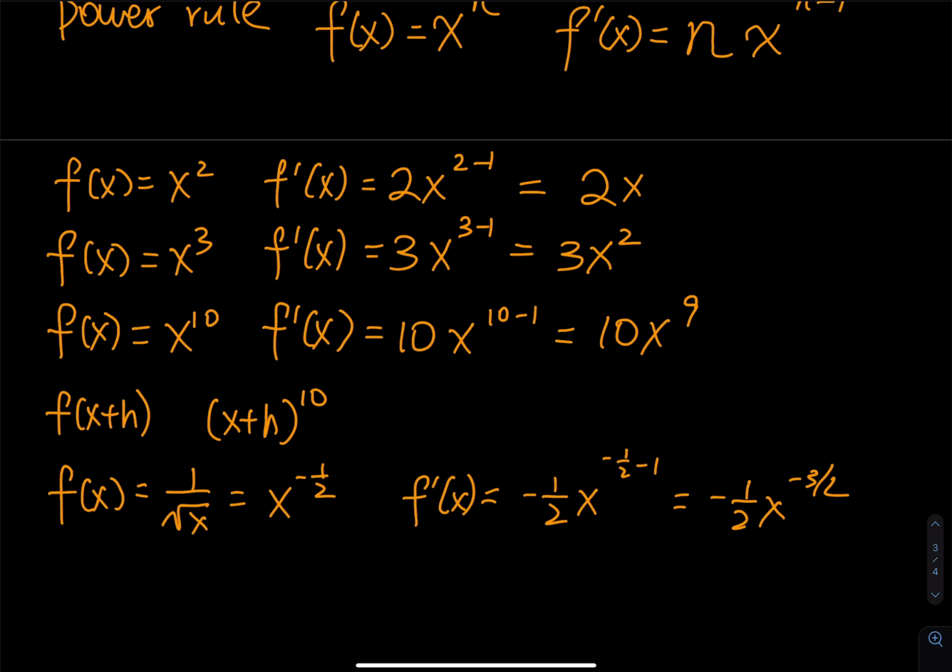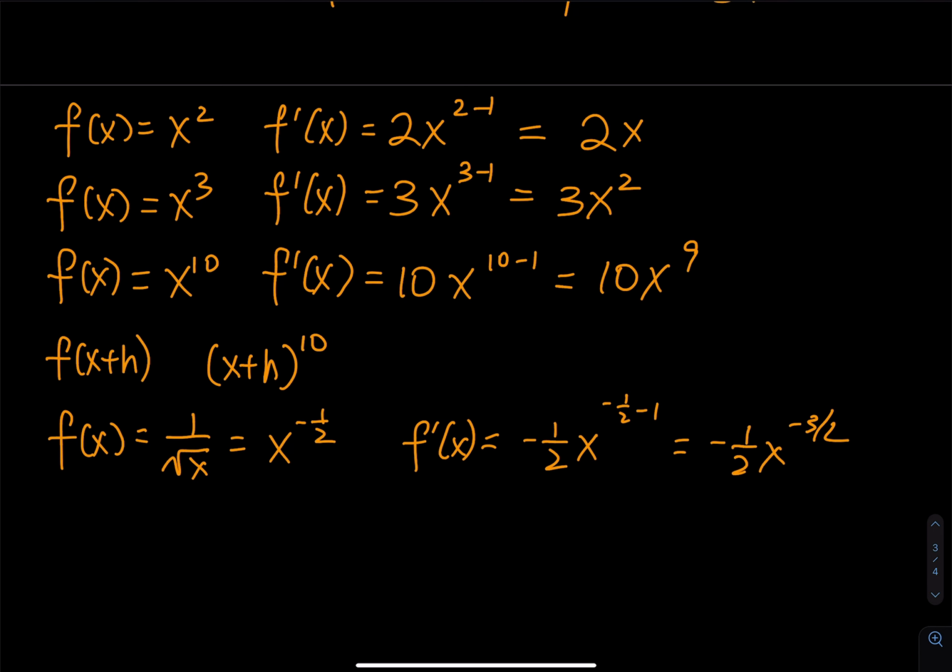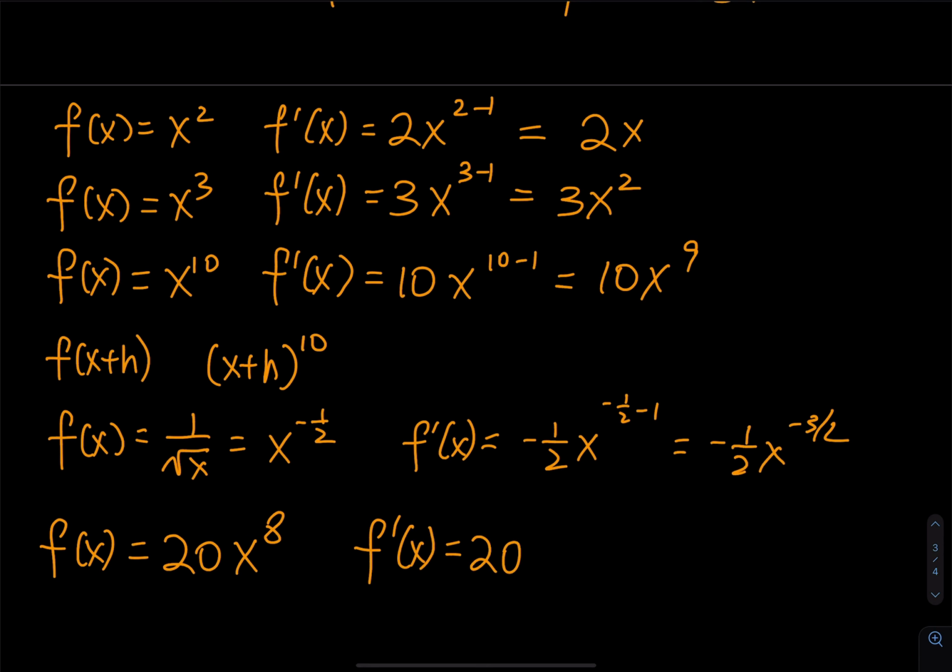What if there is a coefficient in front of the function, like f of x equals 20 times x raised to the 8th power? Same thing. You bring the 8 down, but in the meantime, you ignore the 20. So bring the 8 down, and then x to the 8 minus 1. So you have 160 x raised to the 7th power. So this is called the shortcut to do differentiation.